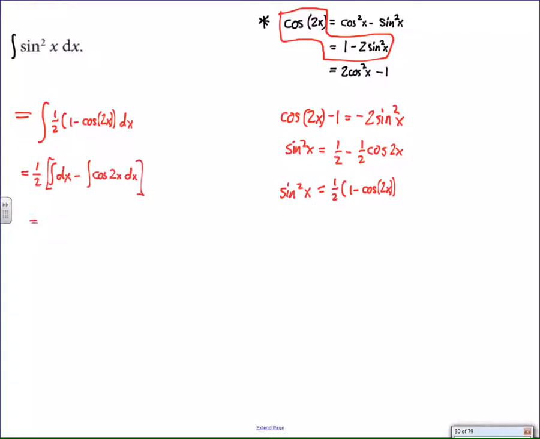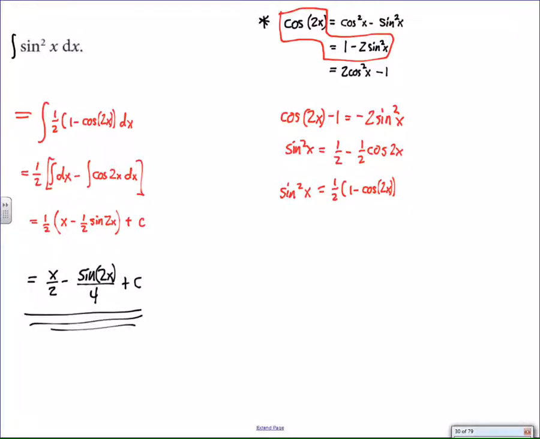I'm going to integrate 1. I'm going to integrate cosine of 2x. And then I got it. It's all straightened out. Just basically redistribute the 1/2, and I have my integral.